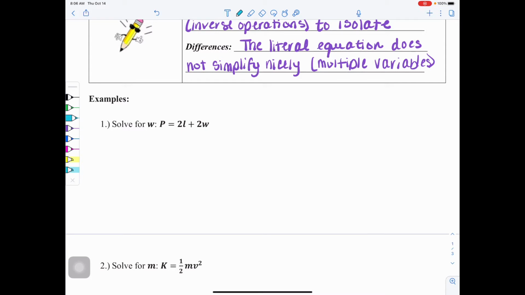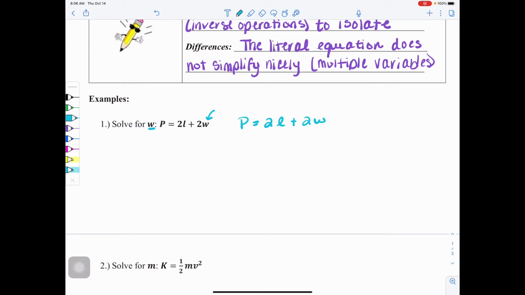For example 1, it says solve for w. So remember, my job is to isolate w. Our equation is P equals 2L plus 2W. So I'm going to rewrite the equation over here.